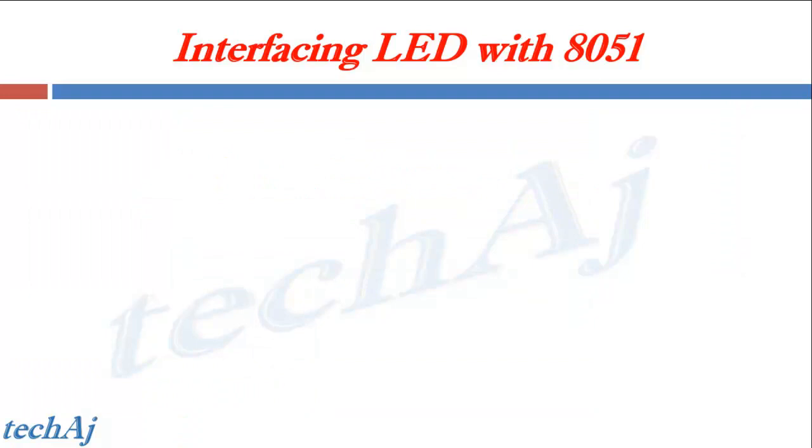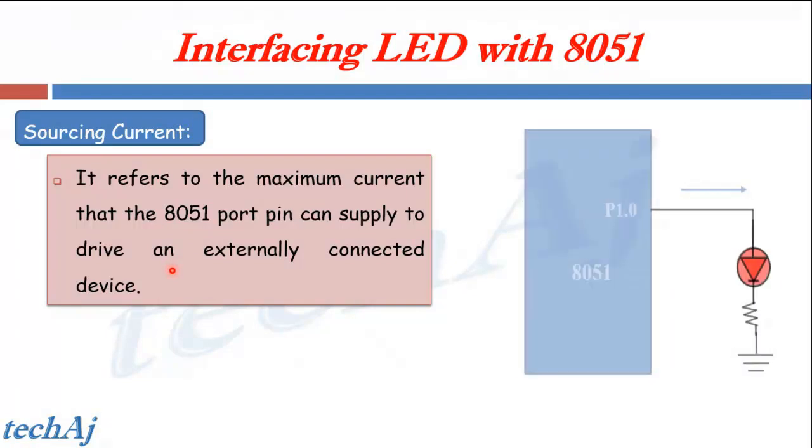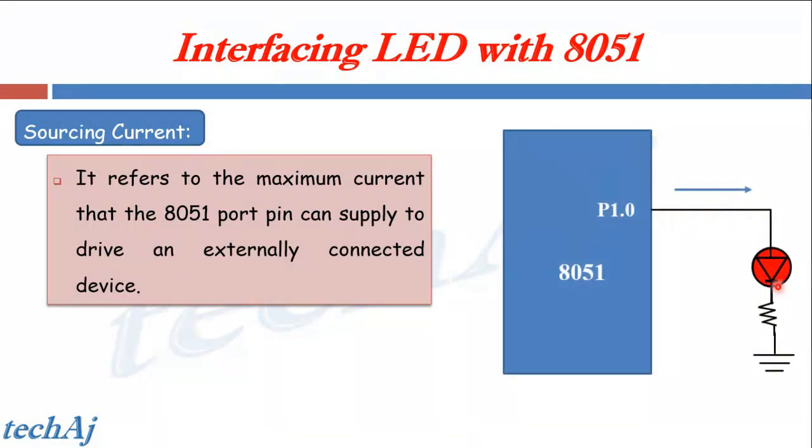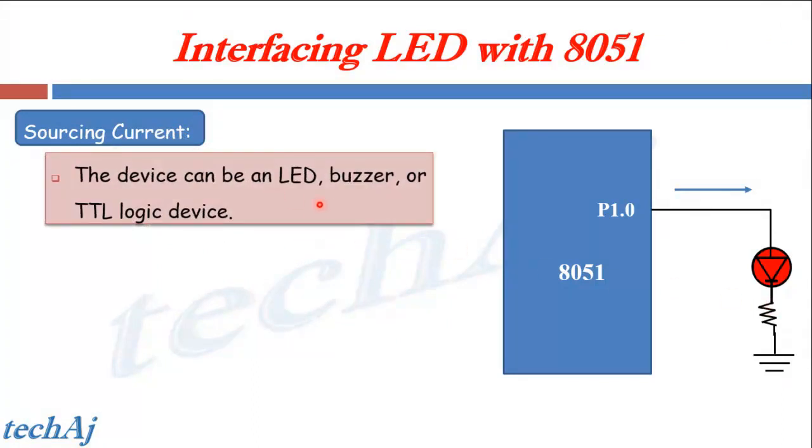There are different configurations in which we can interface the LED with the 8051 microcontroller. The first one is the sourcing current configuration. It refers to the maximum current that an 8051 port pin can supply to drive an externally connected device. So this is the current sourcing configuration of the LED, where the microcontroller pin will source the current so that this current will pass through the LED and it will glow. The device can be an LED, buzzer or any TTL device.